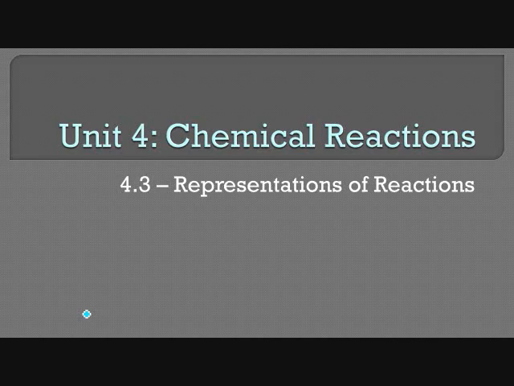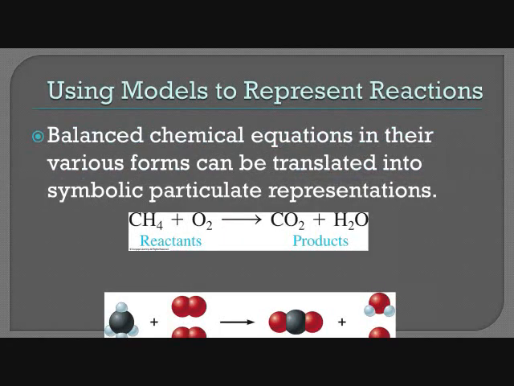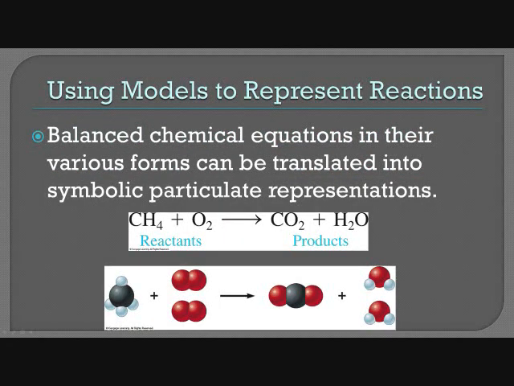Lesson 4.3 is about using models to represent reactions. So we have balanced chemical equations that tell us the various forms that can be translated into symbolic particulate representations. This little section is just to help you realize that when you're looking at models and drawing models, you need to be accurate in how you represent a chemical reaction. Or if you look at a model, is it the correct model to represent what you're supposed to be finding?